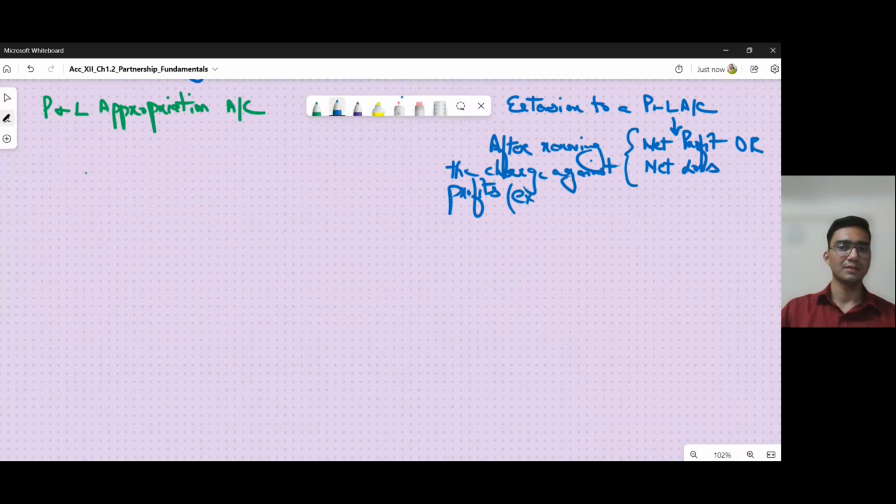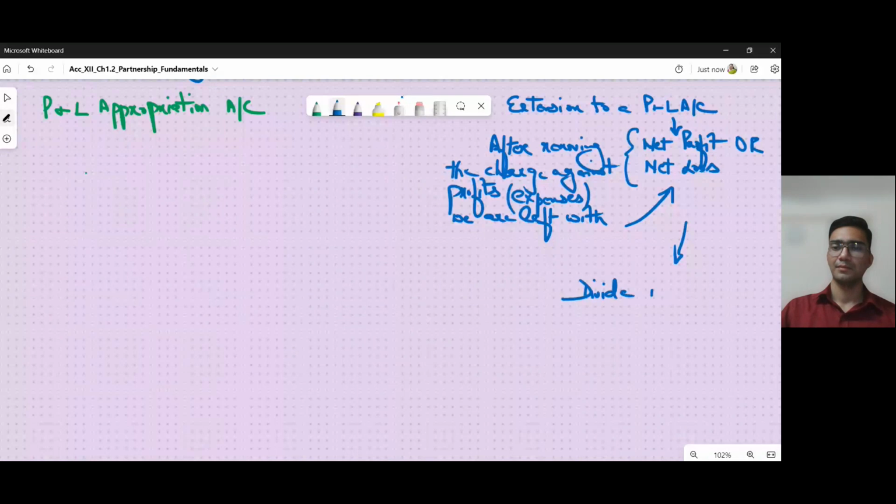what are charge against profits? Expenses which have to be paid. Those are for sure that we have to pay them. So after removing the charge against profits, we are left with our net profit or our net loss in our P&L account. So after we are left with our net profit or the net loss, we further divide this among the partners.